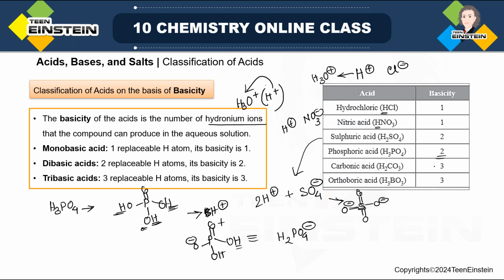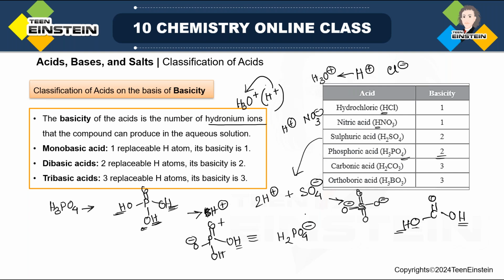Then we have carbonic acid, which is H2CO3. The H2CO3 structure is like this. So these 2 hydrogens are replaceable. Only those hydrogens are replaceable that are connected with some electronegative atom. Suppose we have H3PO4 here. If the hydrogen is not connected through oxygen, suppose it is connected through phosphorus, that is, a P-H bond is present, that hydrogen is not replaceable.